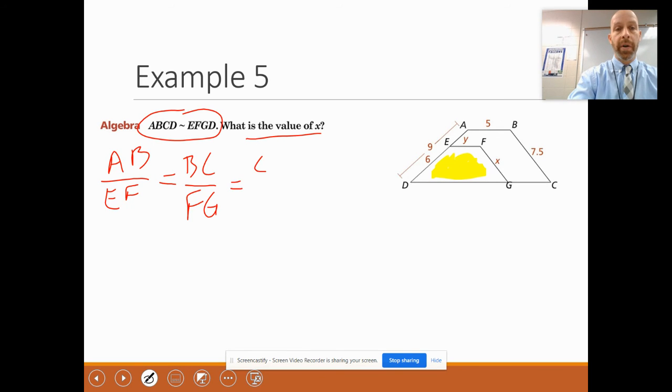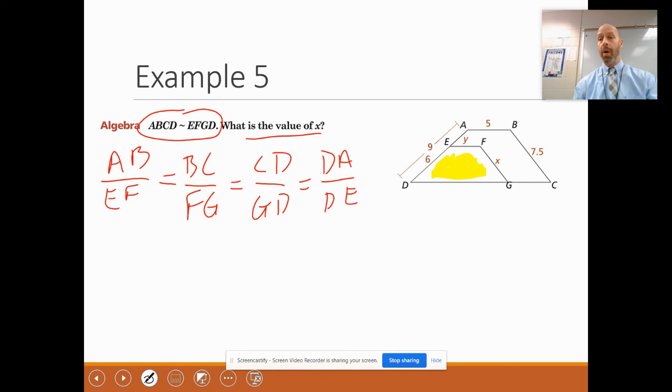So let's do the third and the fourth. So that's going to be CD, and the third and the fourth is GD. And then last but not least is the last and the first, so that's going to be DA. And then finally DE over here. So those are all of the corresponding sides, and I'm just using my congruency.